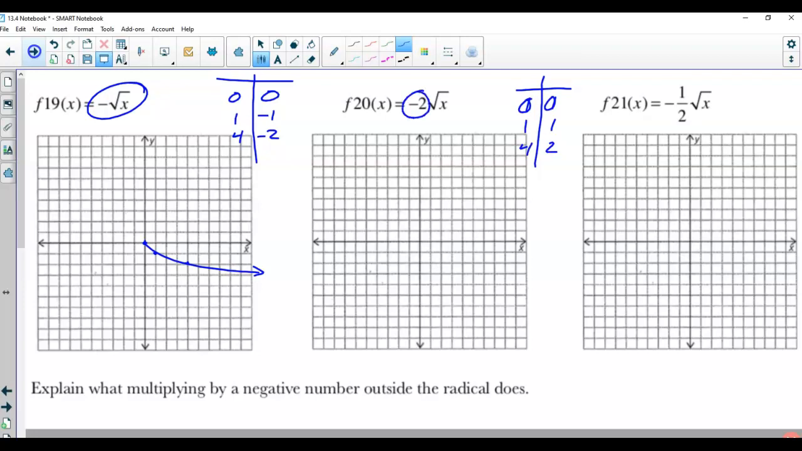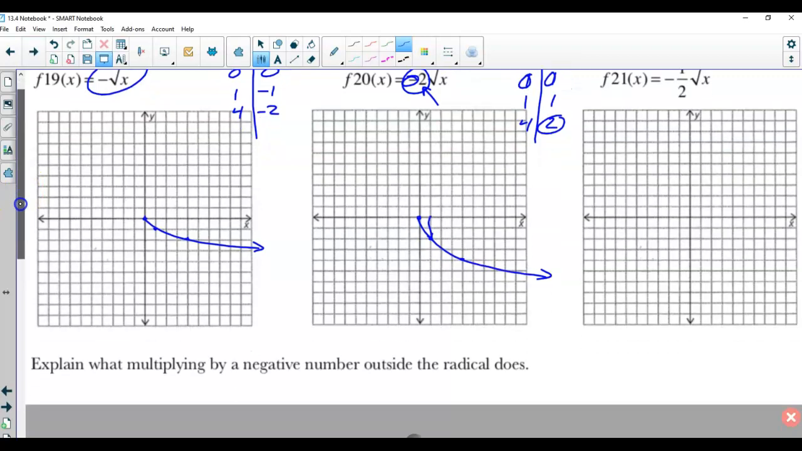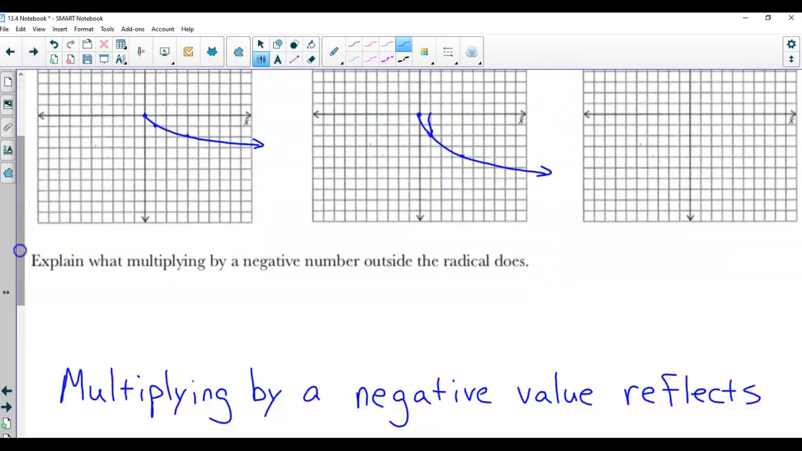But notice this negative on the outside, and it's a stretch. Well, negative 2 times 0 gets me to 0, but when I go over 1, 1 times negative 2 gets me to negative 2. When I go over 4, 2, I have to take that negative 2 times this 2, and that's going to take me to negative 4. So I can see the 2 is stretching the graph vertically. See how it stretched my points down? But that negative is reflecting over the x-axis. Okay, that's exactly what that negative is doing.